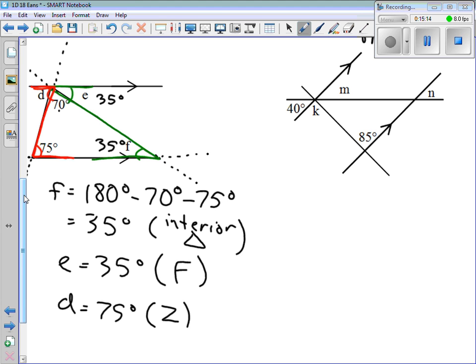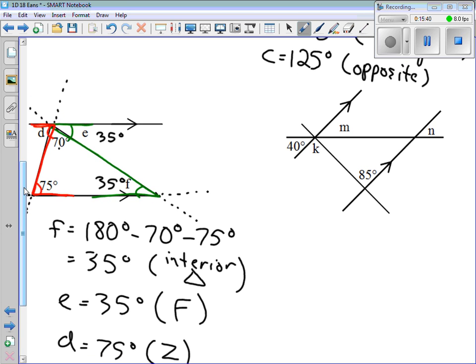And there's a way we can check our answer here. If we look at D, our 70-degree angle, and E, our 35-degree angle, those three angles together form a straight line. They are all together, they are supplementary angles. So they should add up to 180 degrees. And sure enough, if we do 75 plus 70 plus 35, we get 180. So we're good.